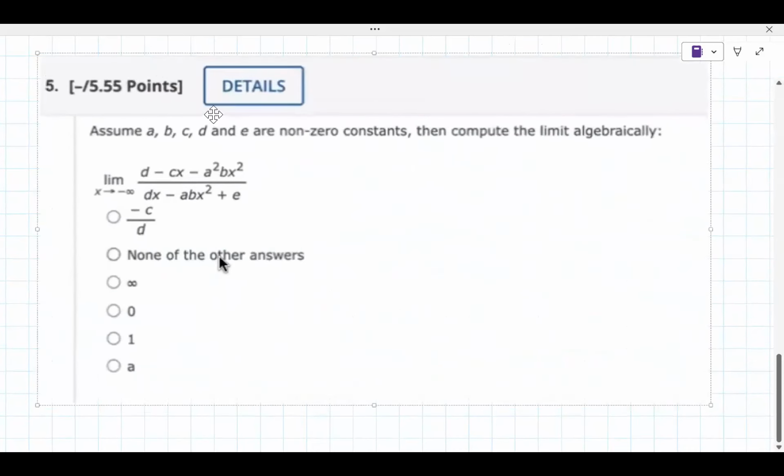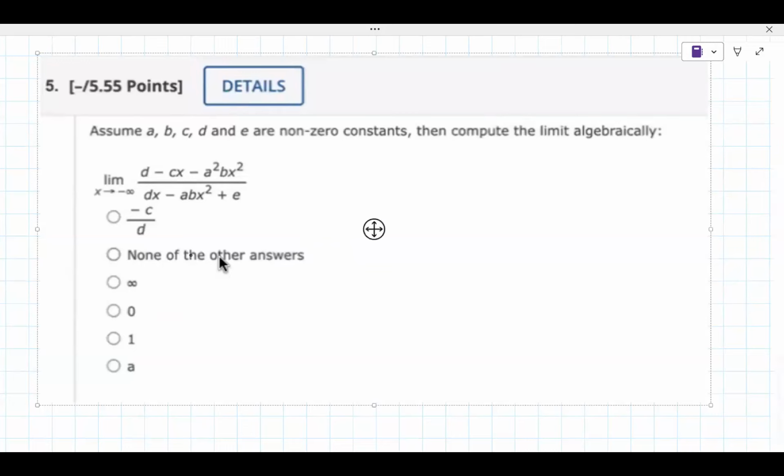All right, assume A, B, C, D, and E are non-zero constants, then compute the limit algebraically. Again, we don't have to do it the full way. We can just do the shortcut, or we can do it the full way. What would you like to do here? I guess we can do the shortcut.